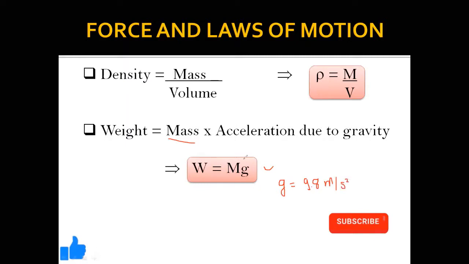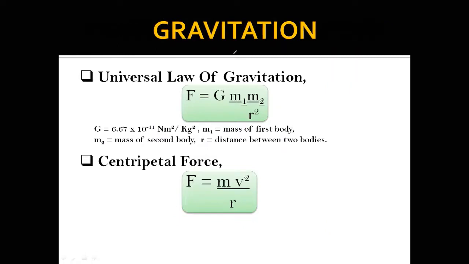So if we multiply the mass of the body by 9.8 meter per second square, or we can take 10, sometimes we take 10 also. So if we multiply the mass of the body with g, then we can find out the weight of the body. Now the third chapter is gravitation.